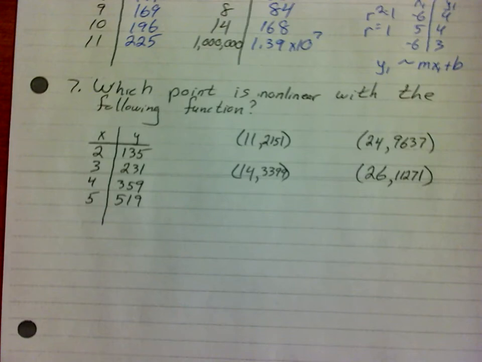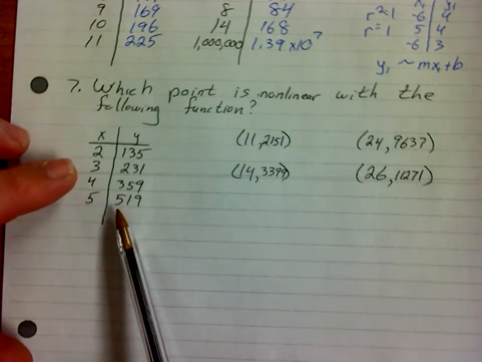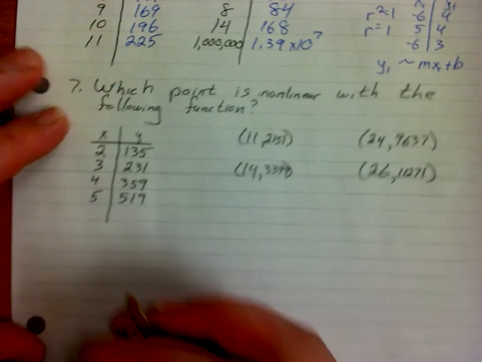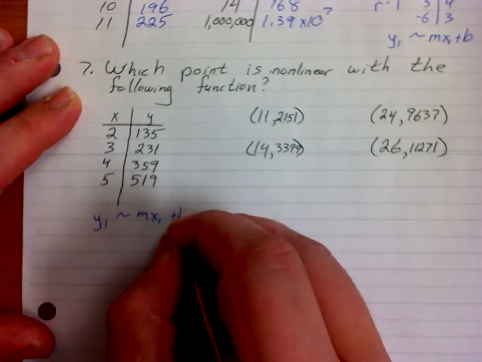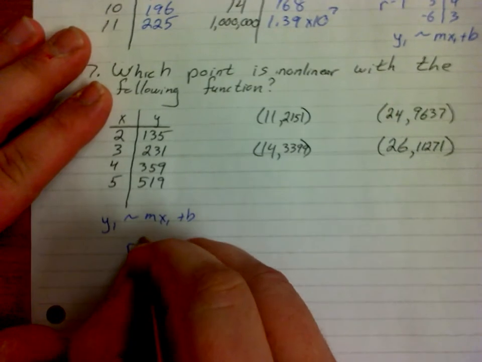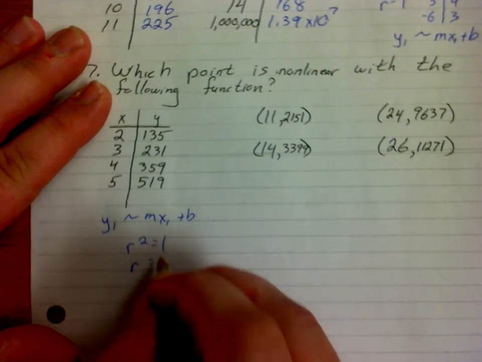Okay, well, here's how we do this. You're not going to be able to see it on the video anyways. What we would do is plot these points on a coordinate grid and then plug in our equation, again, that equation being y = mx + b. When we do that, we get r squared and r equal to 1.